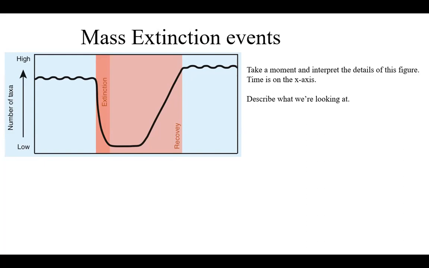So what does it mean that there's this waviness here and this waviness here, and that they could be different? Talk to each other really quickly about that. What do we think about that?